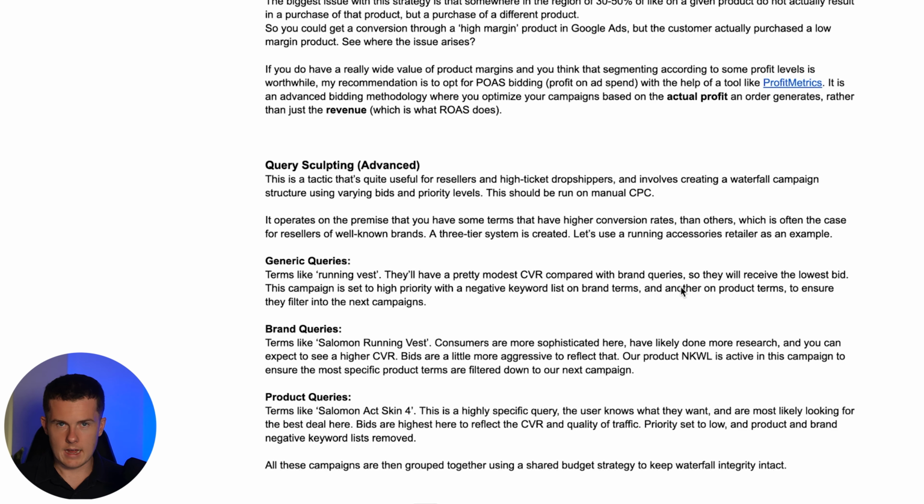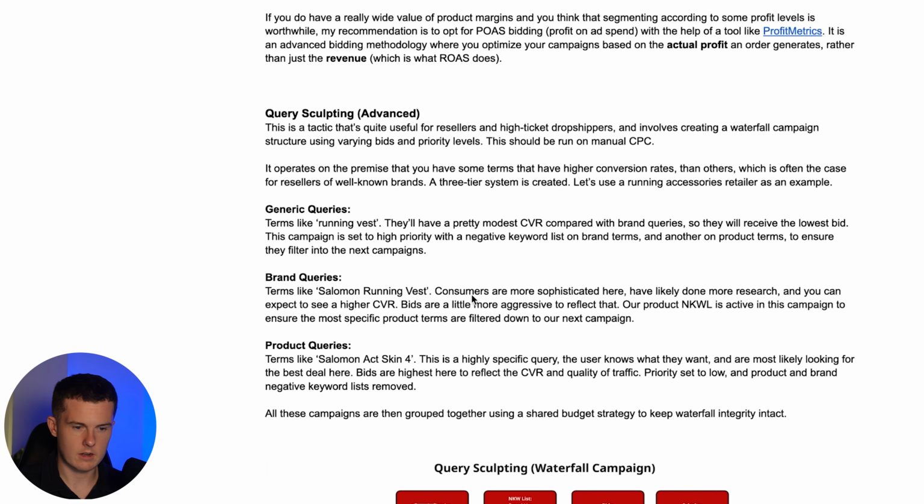The next campaign segmentation approach I would take is all about query sculpting. Now, I find this works best for resellers or drop shippers, particularly high ticket drop shippers, but it involves creating a waterfall campaign structure using varying bids and priority levels. So it should always be running on manual CPC. That's something as well that's really important.